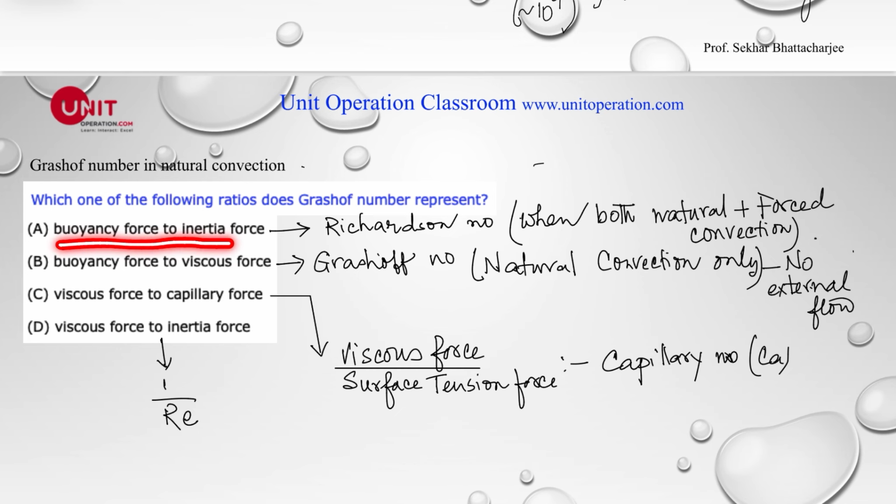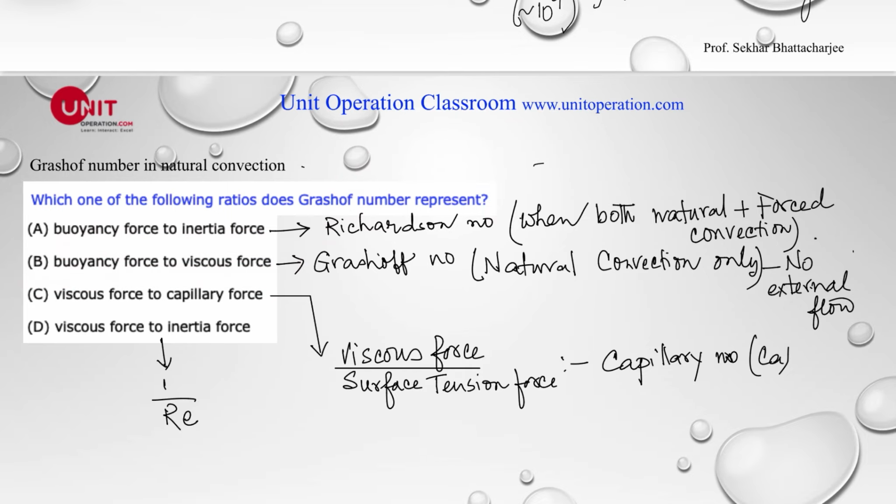Okay, so let's see which one of the options is correct. Buoyancy force to inertia force is called the Richardson number. This becomes important when there is an external flow, that means both natural and forced convection. When that is the case, we use the Richardson number, because there is an inertial force, some kind of forced convection. If there is no forced convection, no external flow, then it's just natural convection, and under that condition the Grashof number is important. So this is, of course, the correct option.